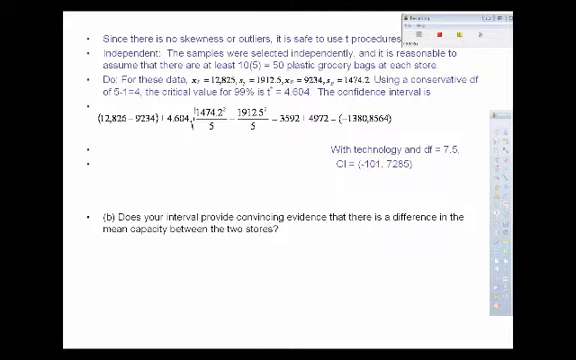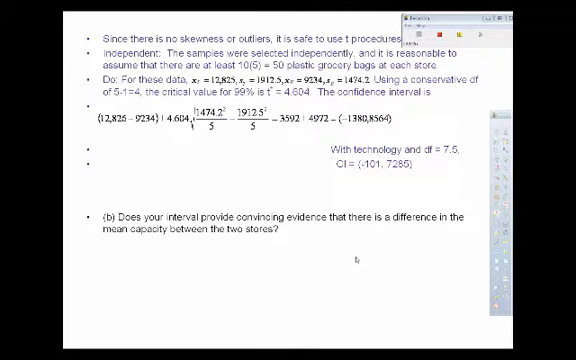If you use technology, you're going to get a degree of freedom of 7.5, and so your confidence interval would be from negative 101 to 7,285, which is quite a bit smaller range.